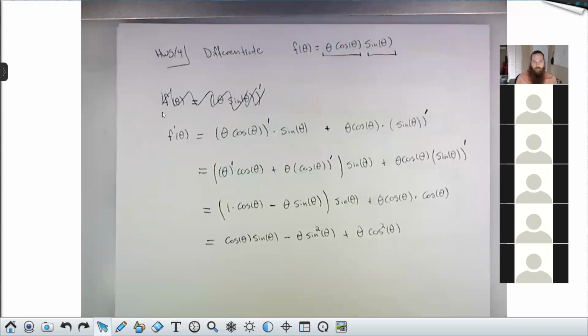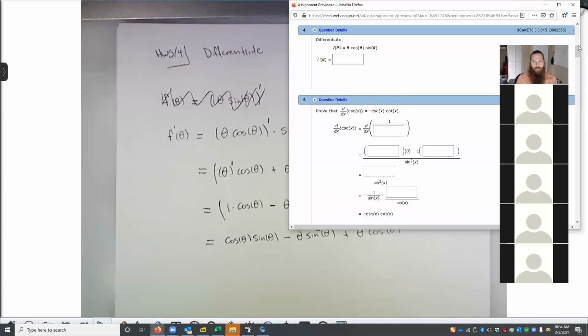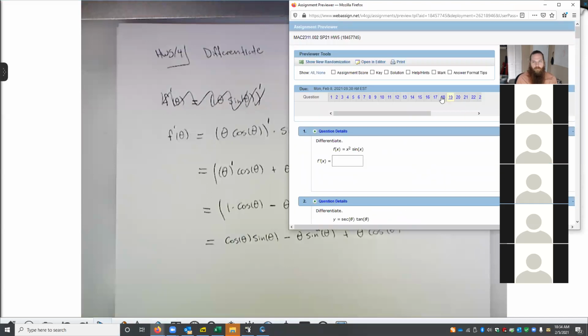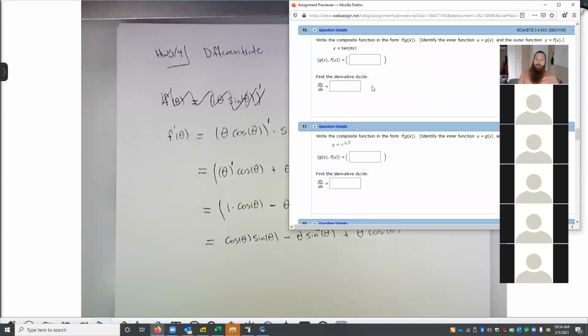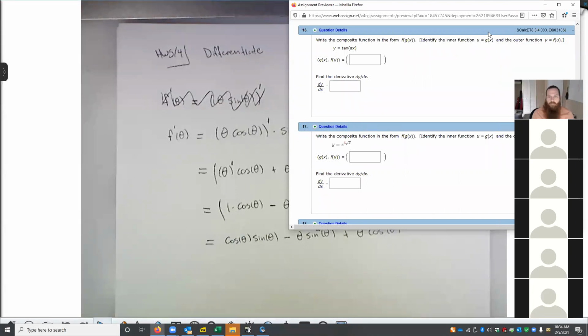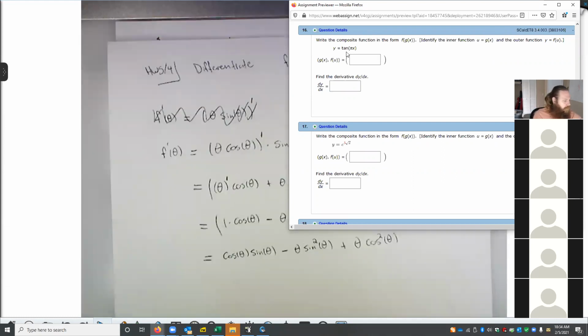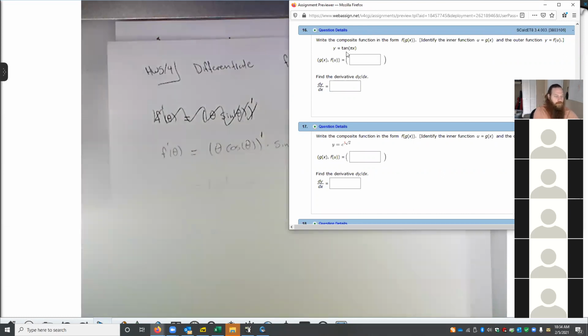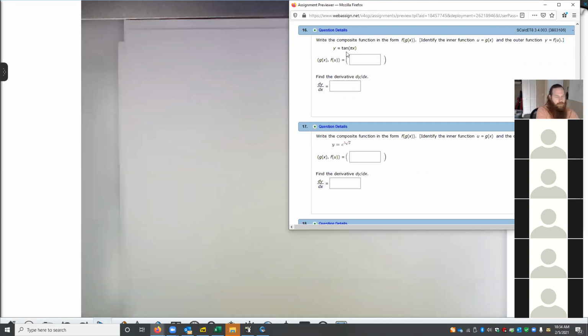All right. We want to see number 15. Sorry, 16? 16, sure. So here they ask us to express this, explain how this is a composite function. So what's my inner, what's my outer. And then they want us to find the derivative of the whole thing. The notation they use here for the inner and outer is a little bit weird.